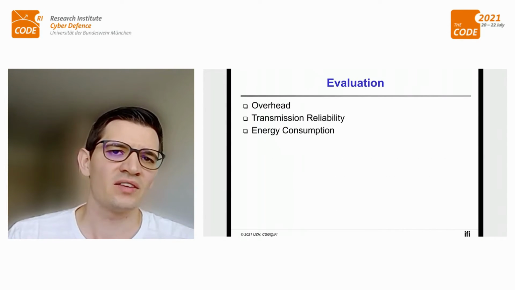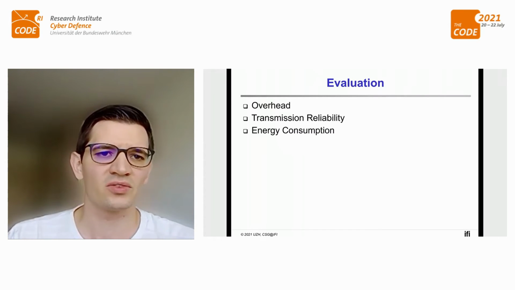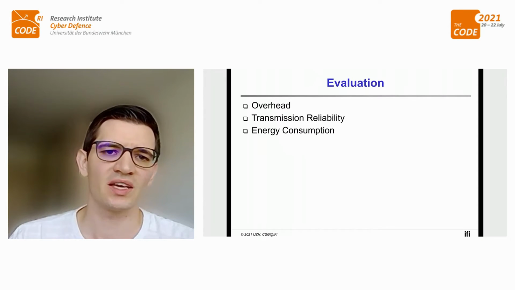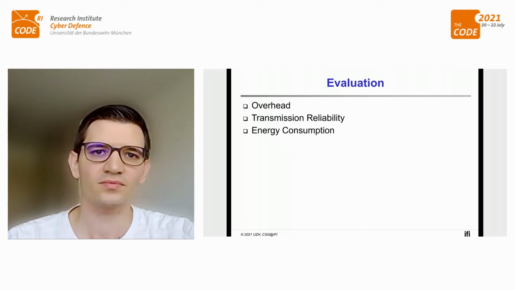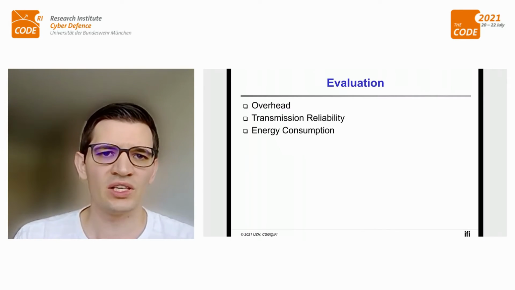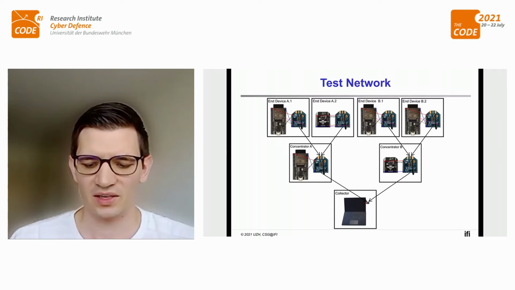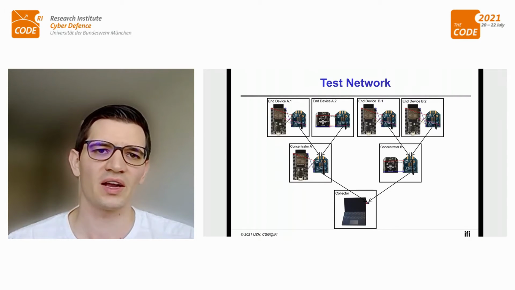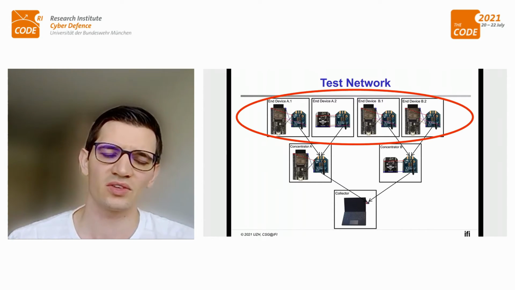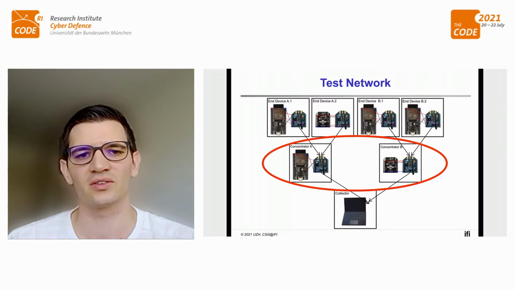Lastly, we evaluated the system in terms of overhead, transmission reliability, and energy consumption. For this, we created a test network that consisted out of 4 end devices, 2 concentrators, and 1 collector.